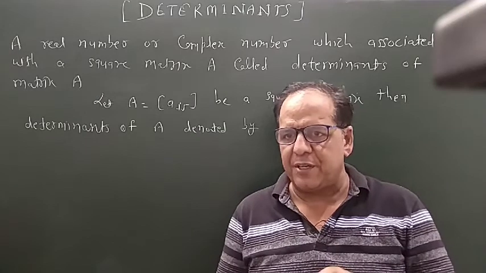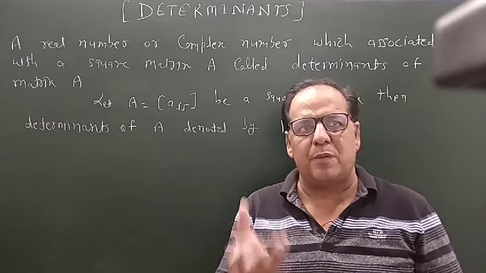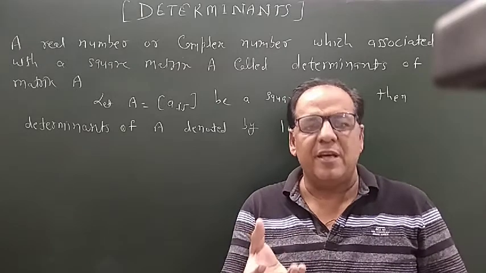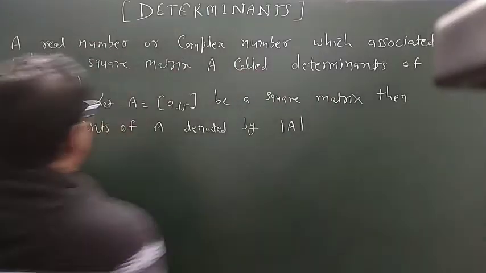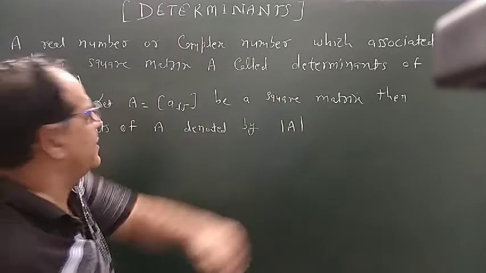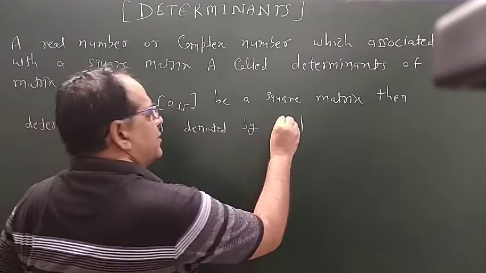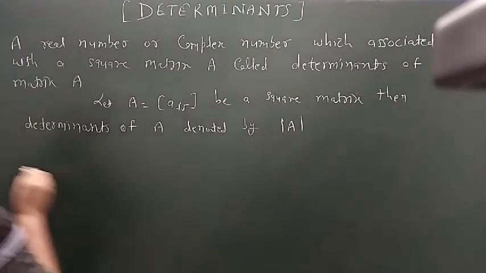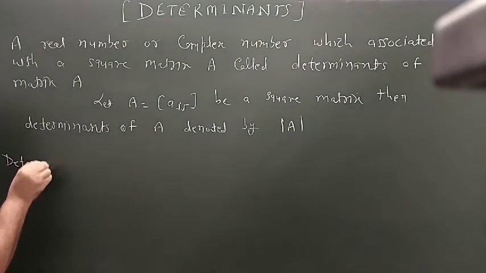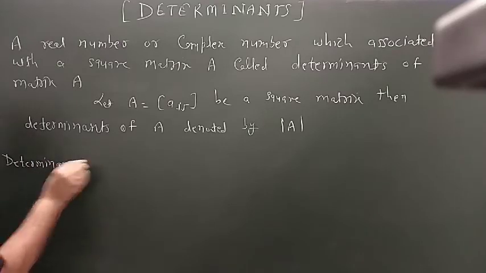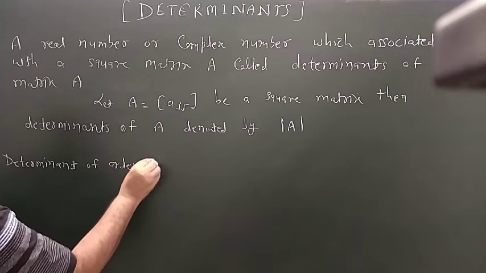are converted into the form of determinants, and the value of a determinant is a real number or a complex number. Suppose that A equal to [aij] is a square matrix, then the determinant of A is denoted by the symbol |A|. Next, the determinant of order 1.